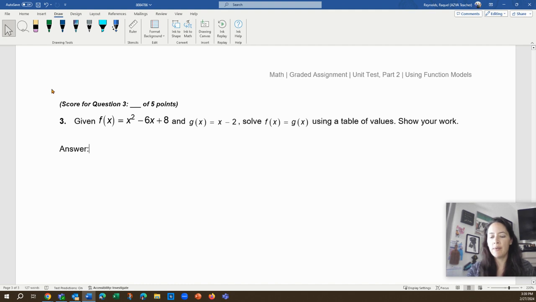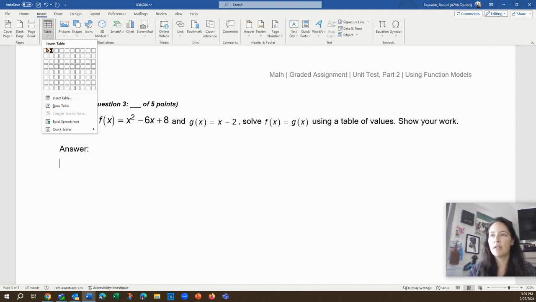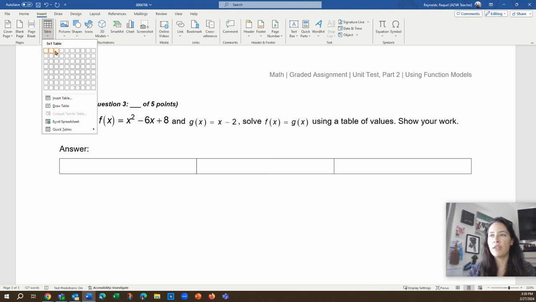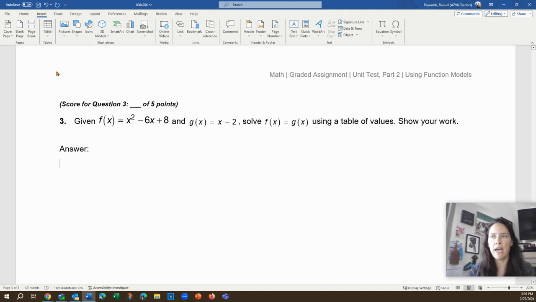We're going to go up here. We're going to hit return because I don't want to be up there. We're going to hit insert, table, 1, 2, 3. Why 3 columns? Well, x, f of x, g of x. I don't know how many rows. Let's just do 5.